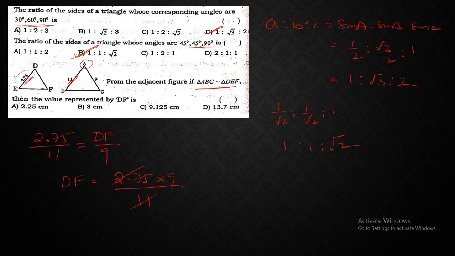So if I cancel it in the 11 table, how many times will it go? 11 2s are 22, 11 5s are 55, so 0.25 times, right? So this is 0.25 times. So 0.25 is nothing but how much? 9 5s are 45, 9 2s are 18, so 2.25. So the answer is 2.25.